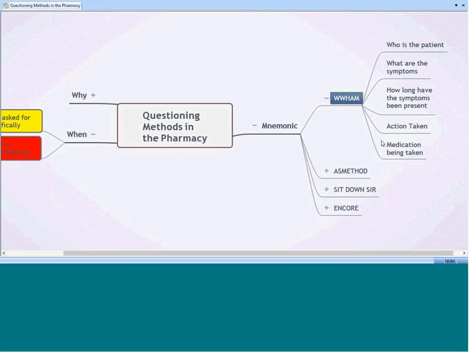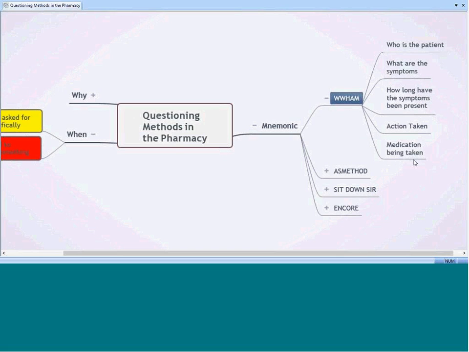The last one in the WHAMM technique is medication. It's very important to ask them, what medication are you taking at the moment? Or what is this person who's going to be taking it taking at the moment? It could be something as simple as they're not taking anything at all. It could be that they give you a whole list of 50 medicines that they're taking, in which case you're probably going to need to talk to the pharmacist anyway.